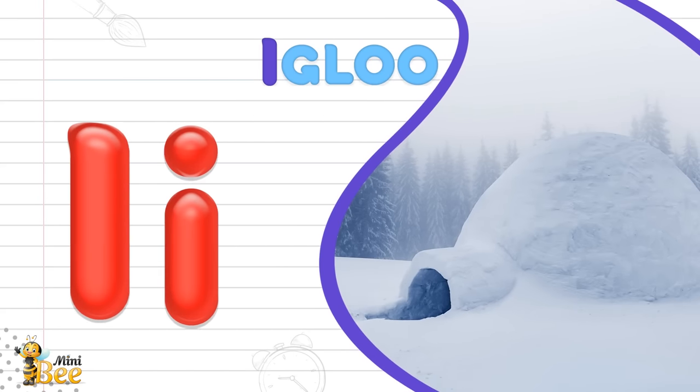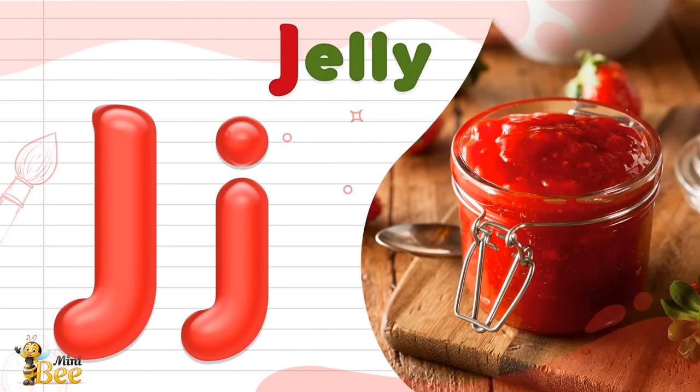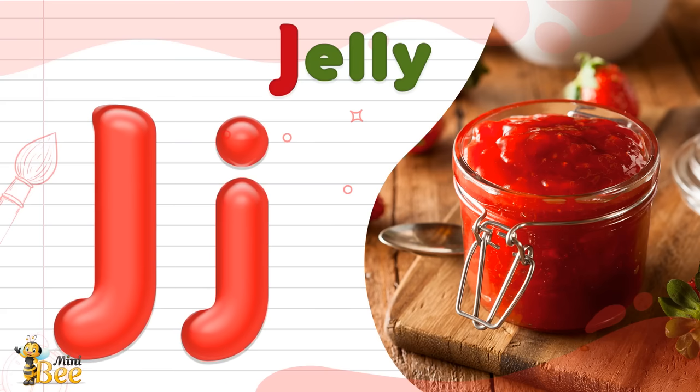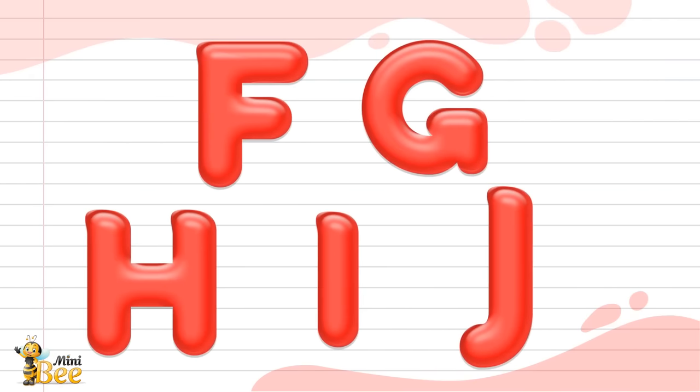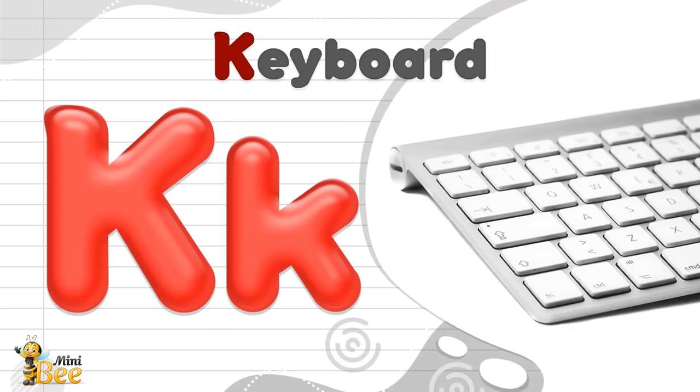Igloo, I, igloo. J is for jelly. J, j, jelly. J, j, jelly. J, jelly. K is for keyboard. K, k, keyboard. K, k, keyboard. K, keyboard.